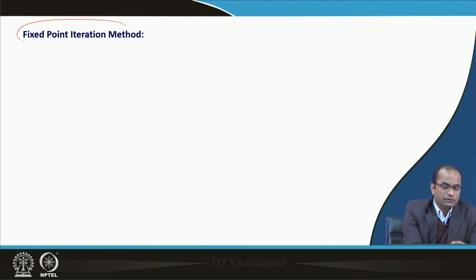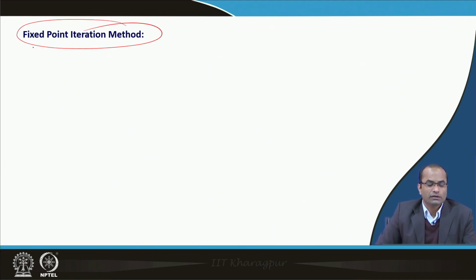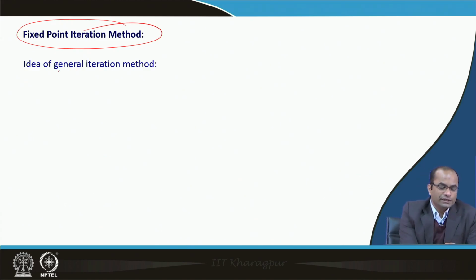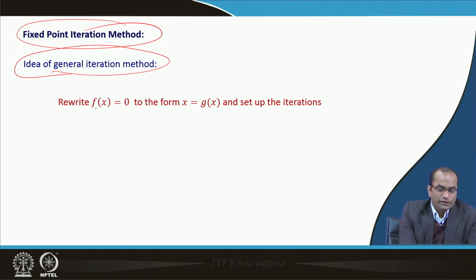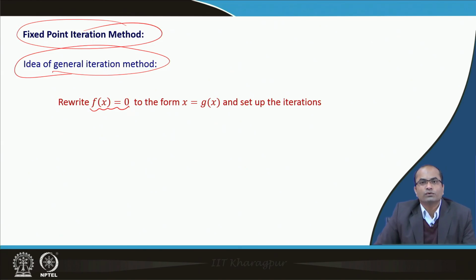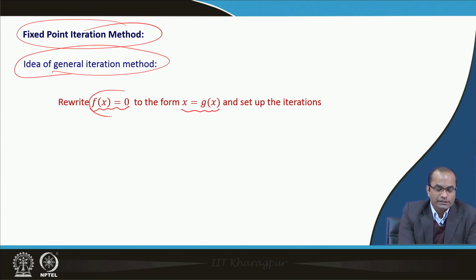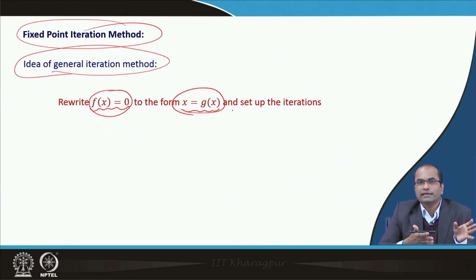Another algorithm, another method which we will be talking about, is the fixed point iteration method. It is a proper iteration method which we will now discuss. The idea of a general iteration method lies on this principle: if we rewrite the given equation f(x) = 0 in the form x = g(x). We will bring x to one side, and everything else we can take to the right hand side.